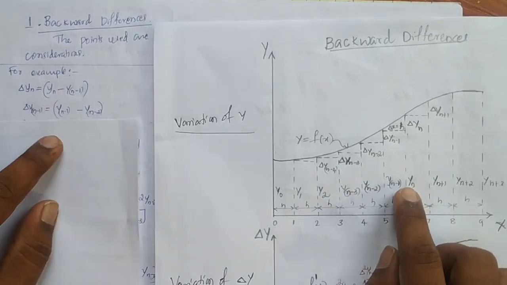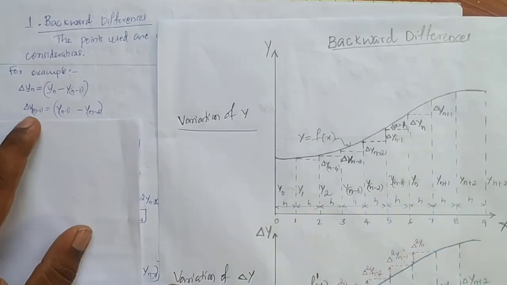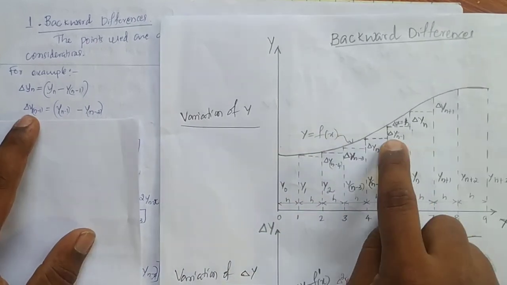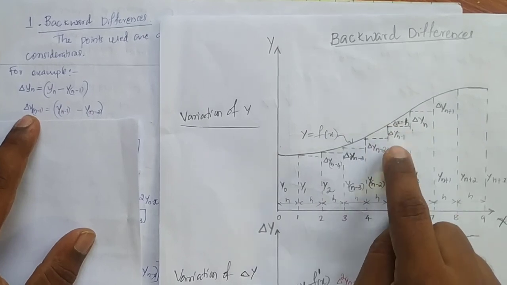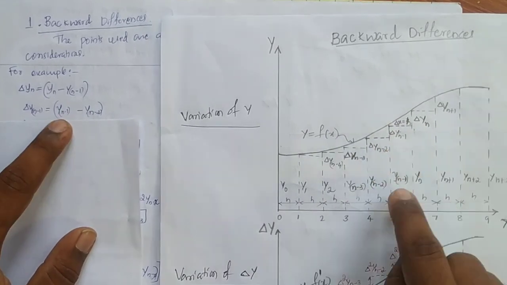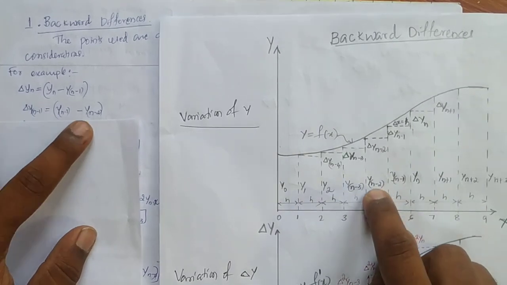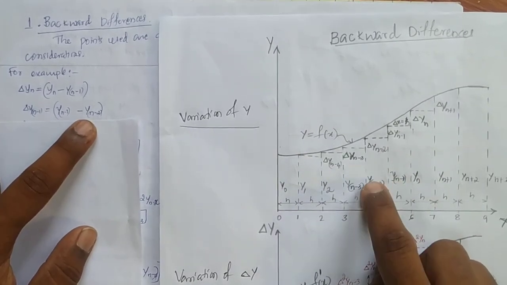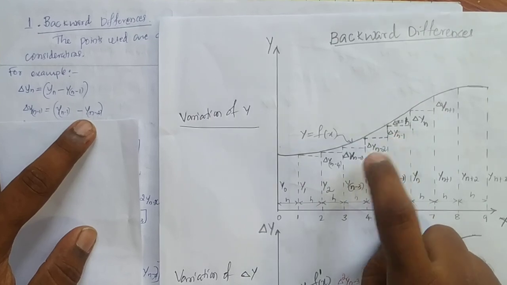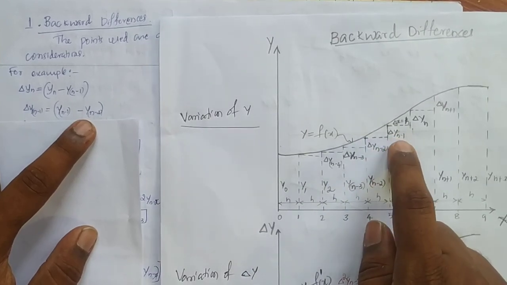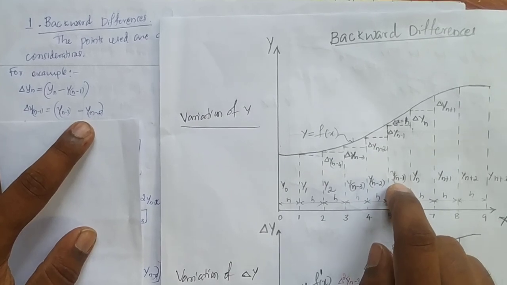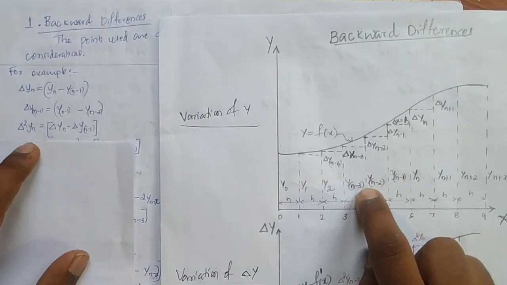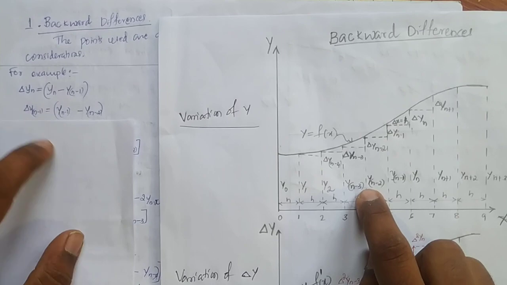Next, delta yn minus 1, what will it be? This difference can be obtained by yn minus 1 minus yn minus 2. The difference of these two will give you delta yn minus 1. This is the backward difference method. So we will be considering the highest value minus the next lowest value. That's how we will be calculating the first order difference.